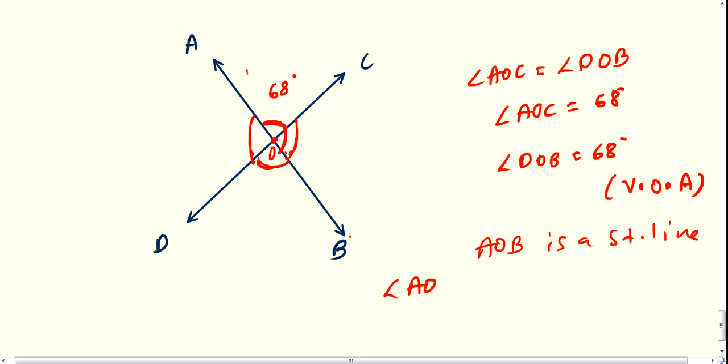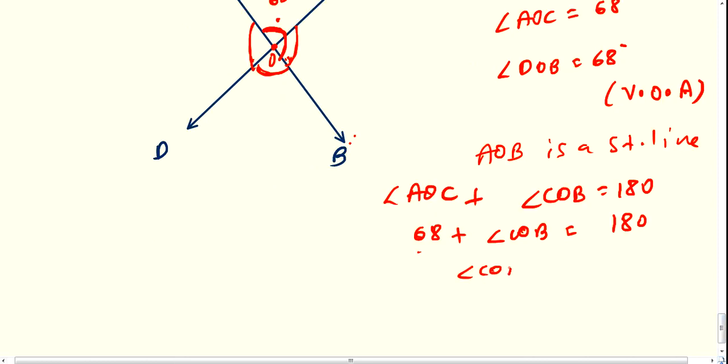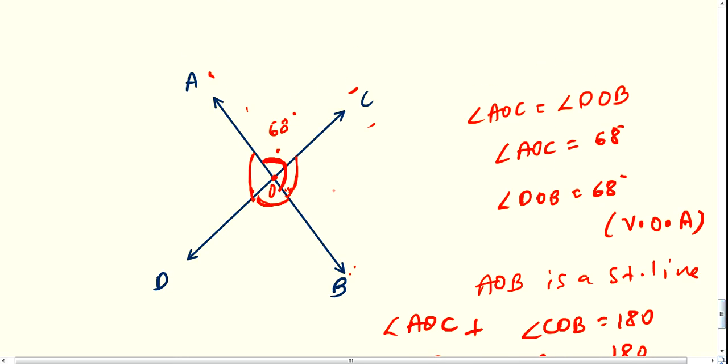So angle AOC plus COB equals 180 degrees. AOC is 68, so write 68 plus COB, which you have to find, equals 180. Transpose 68 to the right hand side. So COB equals 180 minus 68. So angle COB equals 112 degrees. If COB is 112 degrees, that means this angle is also 112 because it is a vertically opposite angle. So angle AOD equals 112. The reason is vertically opposite angles.